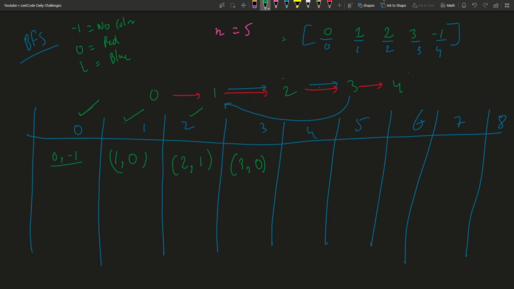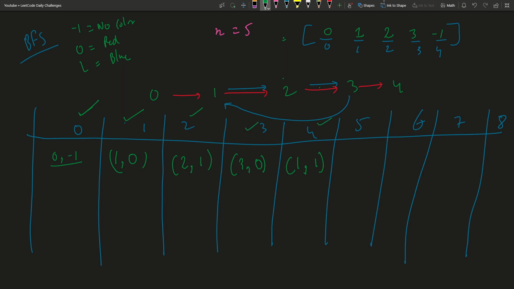But we can't take 4 because 4 is connected with the red edge. We have to take the edge which is different from this. We came with the red edge, so we can't take a red again. We have to take the one edge, right? Means we can take only 1, which is connected with blue. So I can insert 1 again, with the blue edge. That means we come up with that. Now this one is also done.